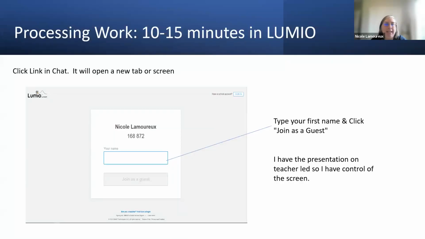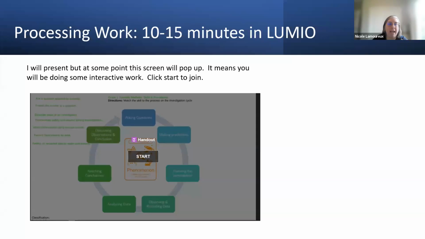Okay, so we're going to do some processing work today in a program called Lumio, and it's pretty straightforward. So what's going to happen is, in a moment, I'm going to drop a link in the chat. And when you get it, you're going to see a screen like this, where it has my name and a class ID. And then you just type your name and join as a guest. I'm going to lead the slides for the next 10 to 15 minutes. I couldn't put my whole presentation in Lumio, unfortunately, so I had to kind of pause and do it this way. Then we're going to work through it just like we would with Pear Deck or Nearpod, okay? It'll be like I'm controlling the presentation, but it says a handout. When you click start, that's when you can interact with the screen, okay?